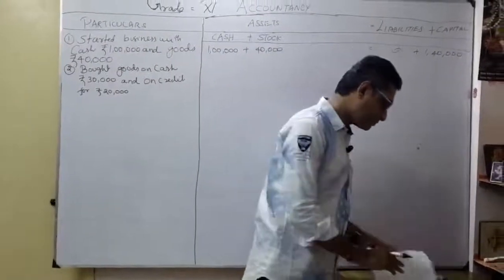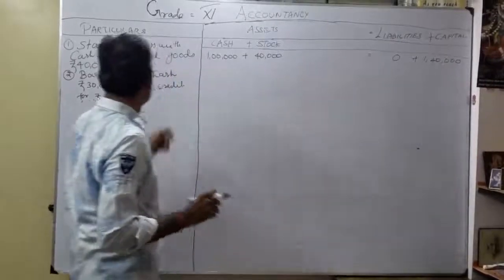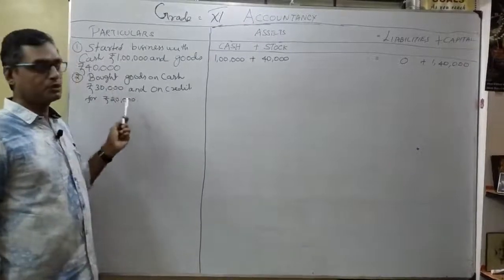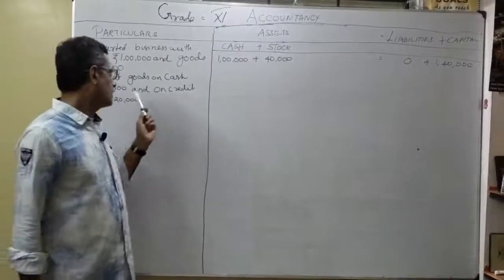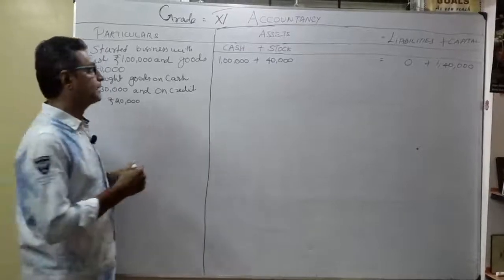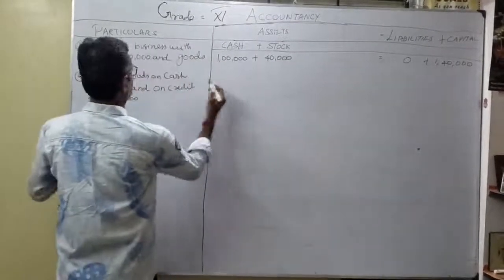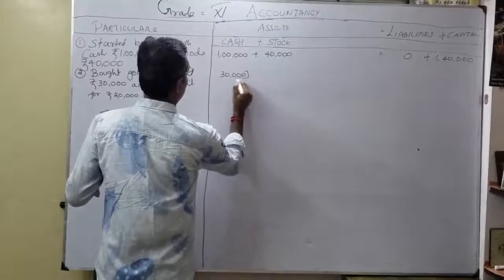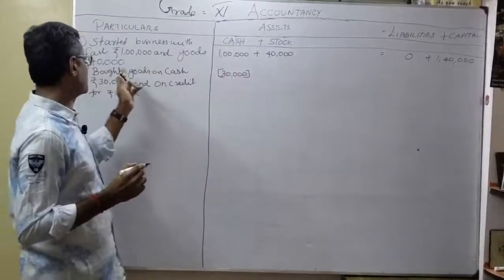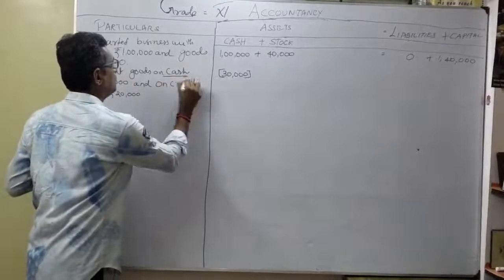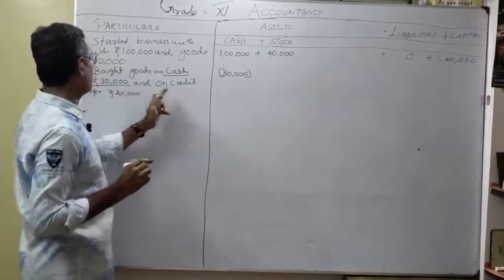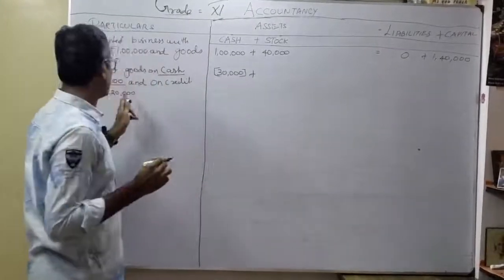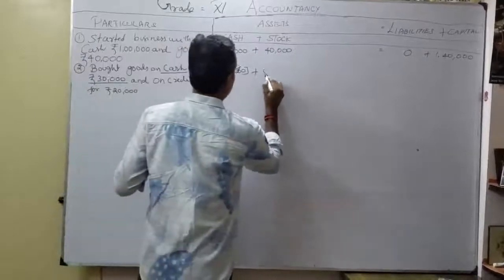See here, bought goods on cash 30,000. We purchased goods on cash 30,000 and on credit 20,000. So what is our total purchase? First I write cash here. My cash is reducing, correct? Going to buy the stock, so definitely my cash is reduced because we bought goods on cash, 30,000, and on credit 20,000. So what is my stock totally? 30,000 plus 20,000, 50,000. So my stock becomes 50,000.